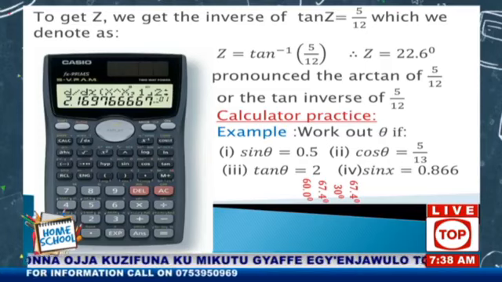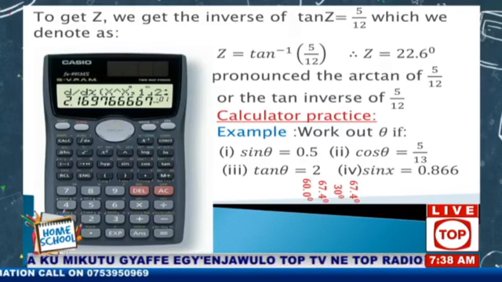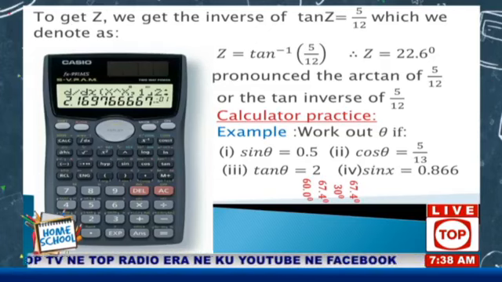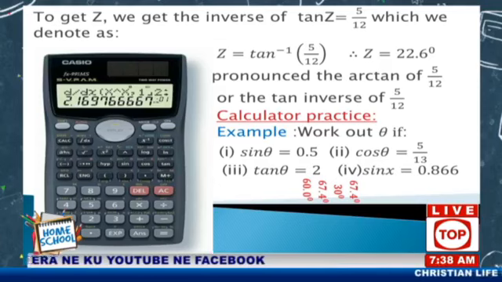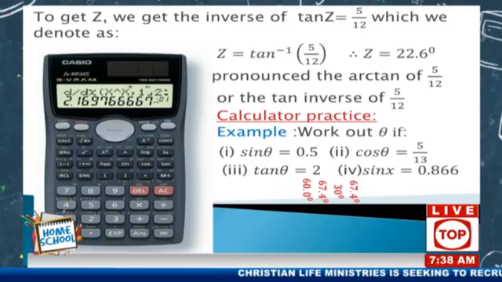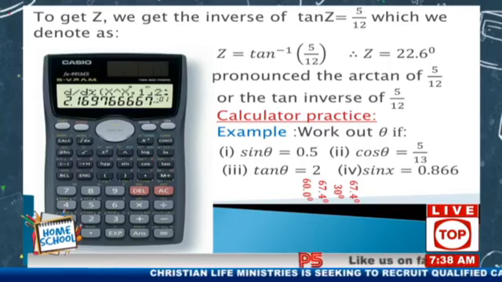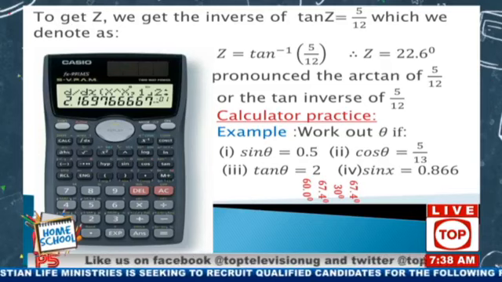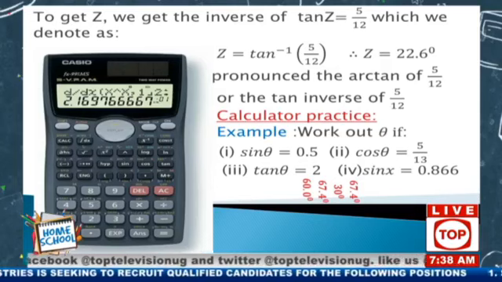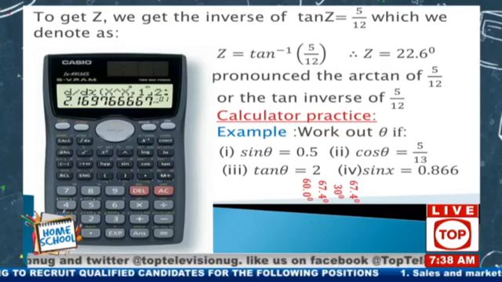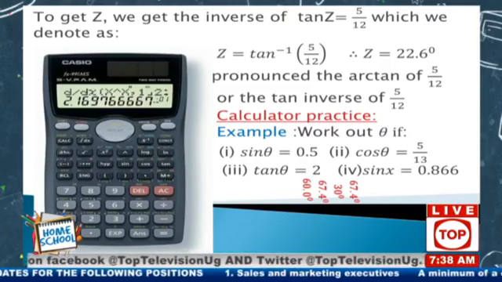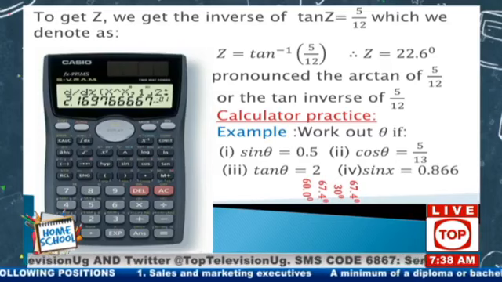Okay, so those numbers there are for your practice. I'm going to work for you the sine of theta. Sine of theta is equal to 0.5. So again, to obtain theta, we are going to get the sine inverse or the arc sine of 0.5. So I'll say shift sine 0.5. What do I get? Then to obtain the cos inverse, meaning for cos, I'll again say shift cos, then I feed in the value 5/13, or you can say brackets 5 divided by 13.